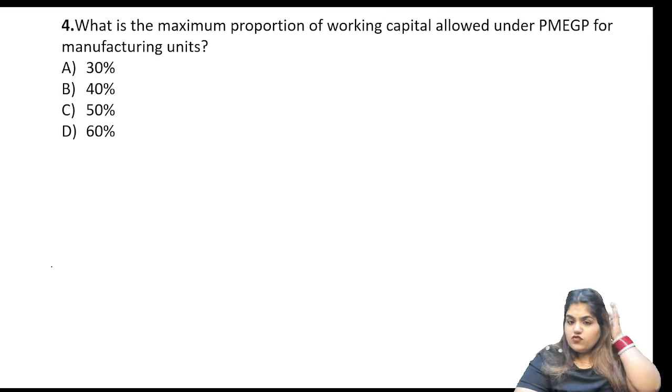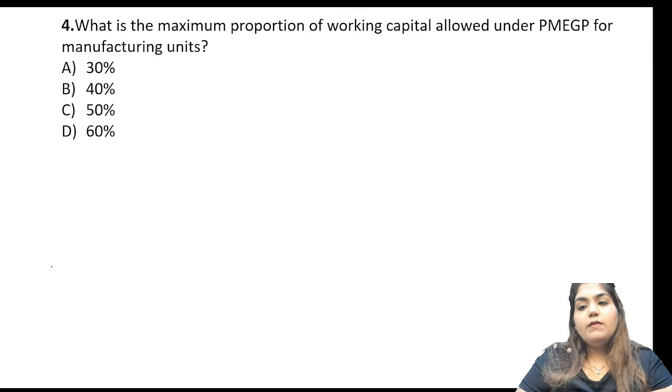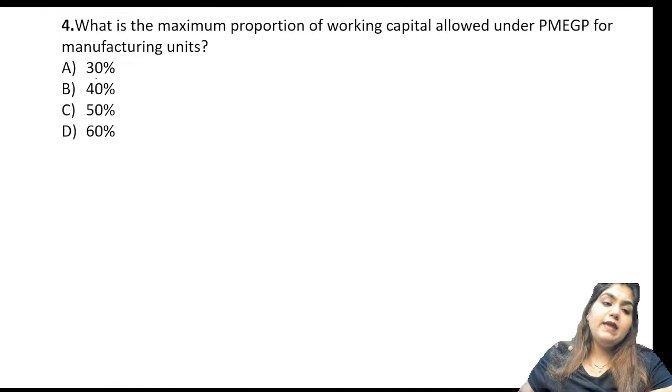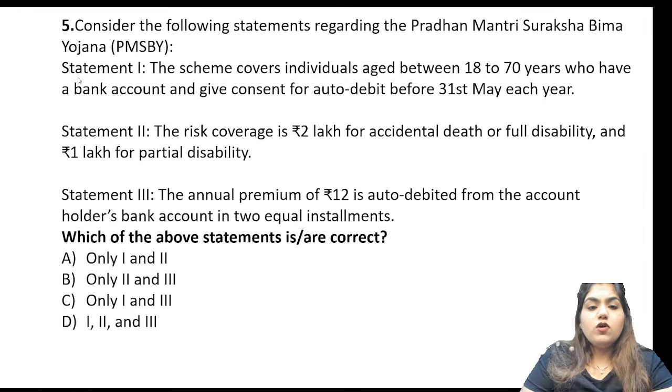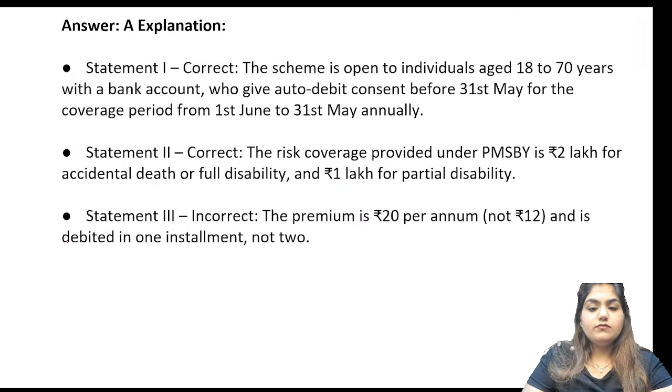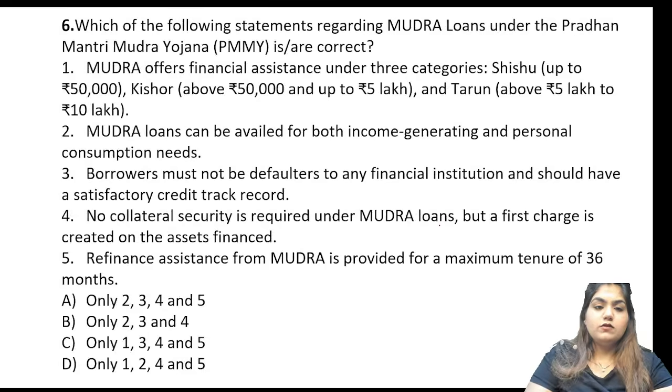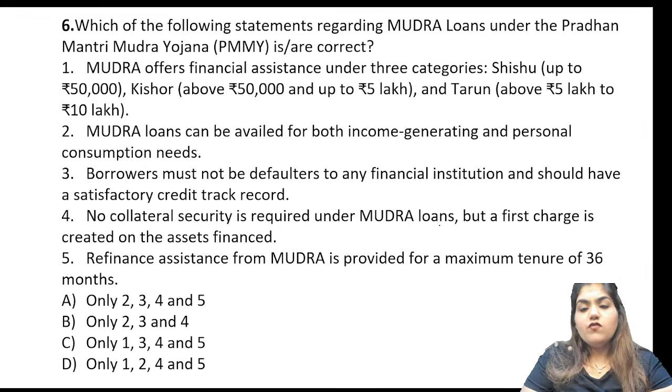What is the maximum proportion of the working capital allowed under PMEGP for manufacturing units? It is 40%. Which of the following are correct under PMSBY? Rupees 20. Others are correct. That will give us A as the correct answer. Question number 6. Which of the following are correct?